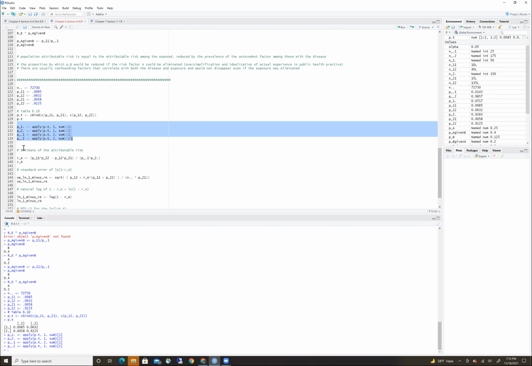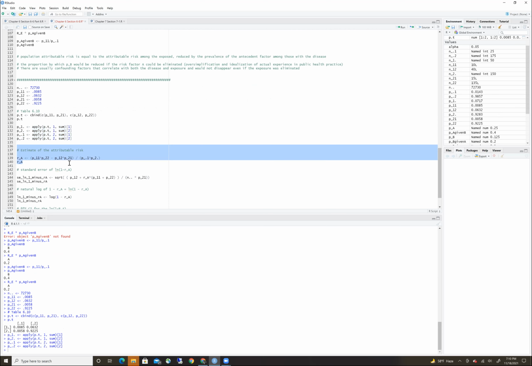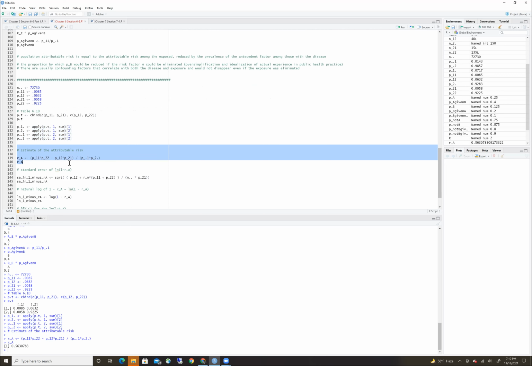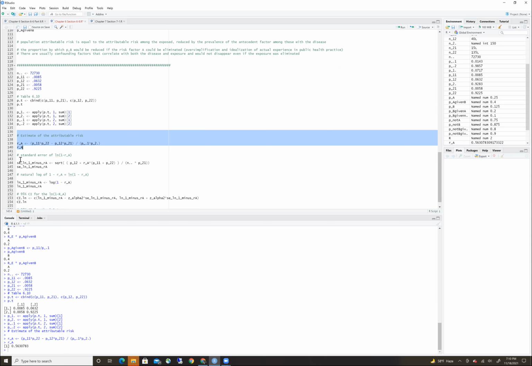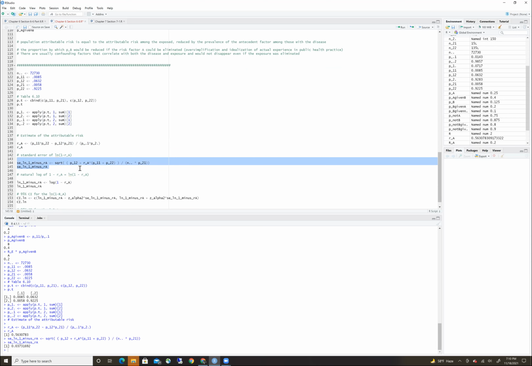This is in expressions 6.10 through 6.105 of our text. So the estimated risk of infant death attributable to low birth weight is 0.563. We can get the standard error of that estimate, and then we can work on getting the confidence interval.